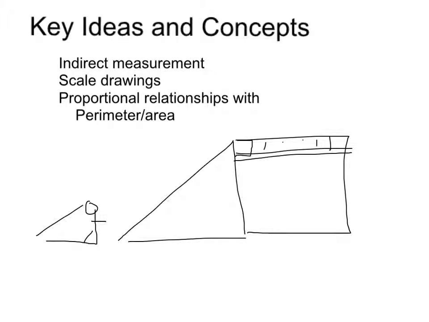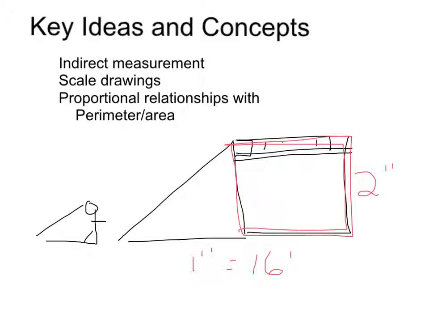The next thing we should be able to do is use scale drawings to find measurements. So if this is a scale drawing of a building, and we're told that the scale drawing is 1 inch equals 16 feet, and this building is 2 inches tall, how tall is the building? The building would be 32 feet.